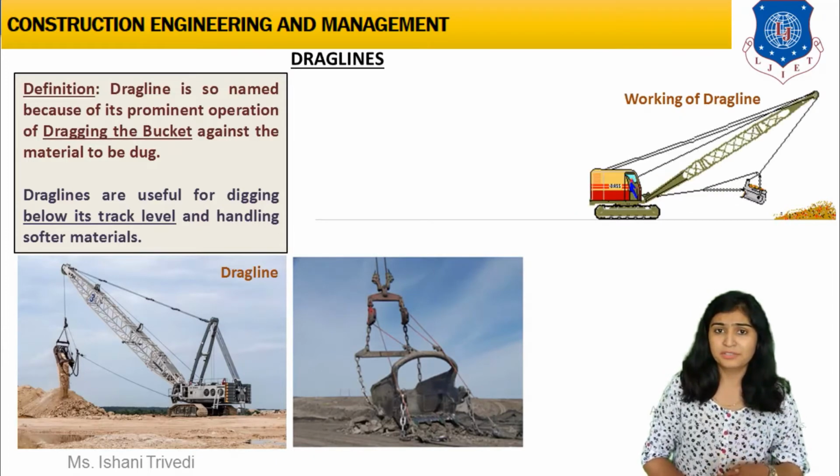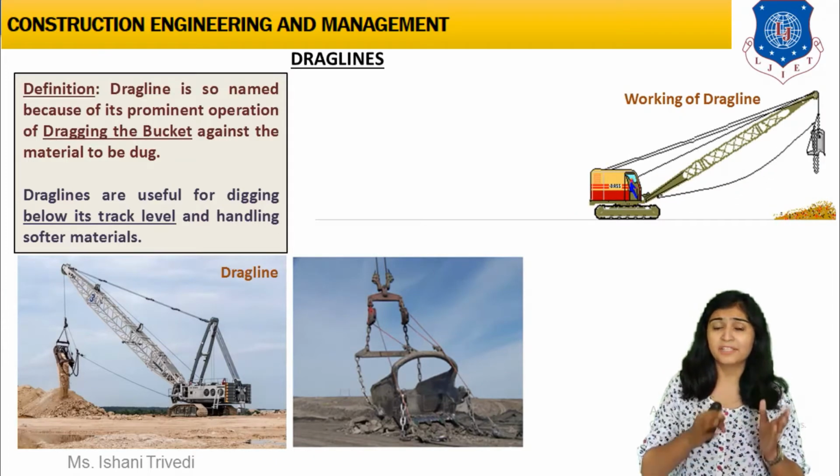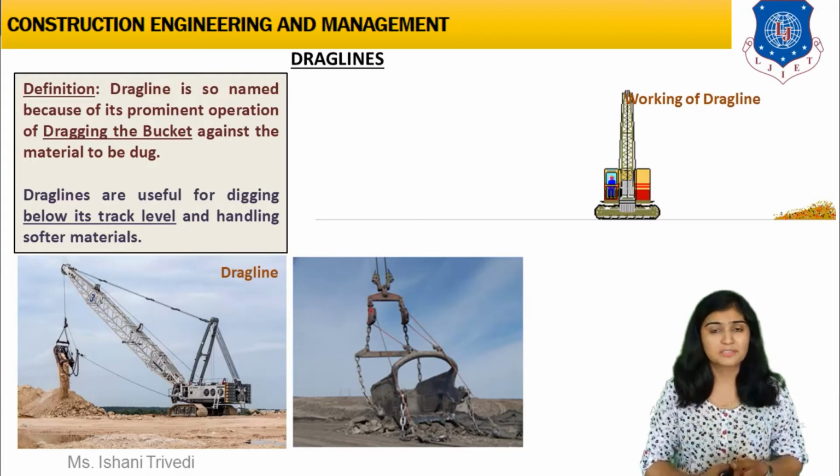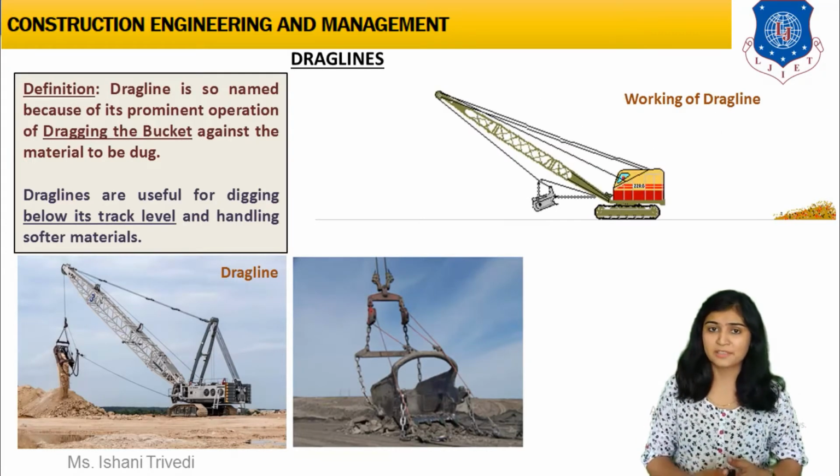Now the bucket which is flashing in front of you will have different capacities. That capacity is determined in terms of cubic meters, that is, in terms of volume.